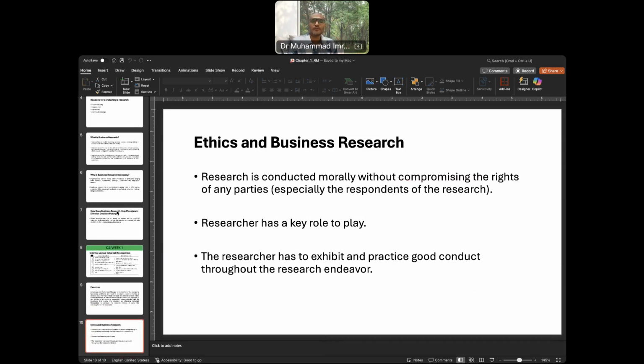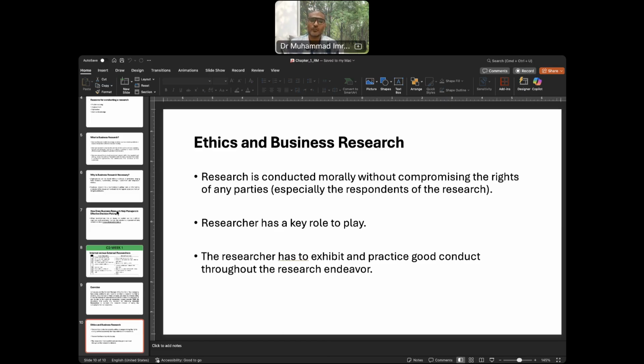Furthermore, ethics in business research. This is number one and the last one, and the main important thing in research. Even in our course, we will conduct a research project, and I also need your ethics in the whole project, from step one till the end. Research must be conducted morally, without compromising the rights of any party, especially the respondents. We must be ethical and take care of the respondents, and we must keep their privacy.